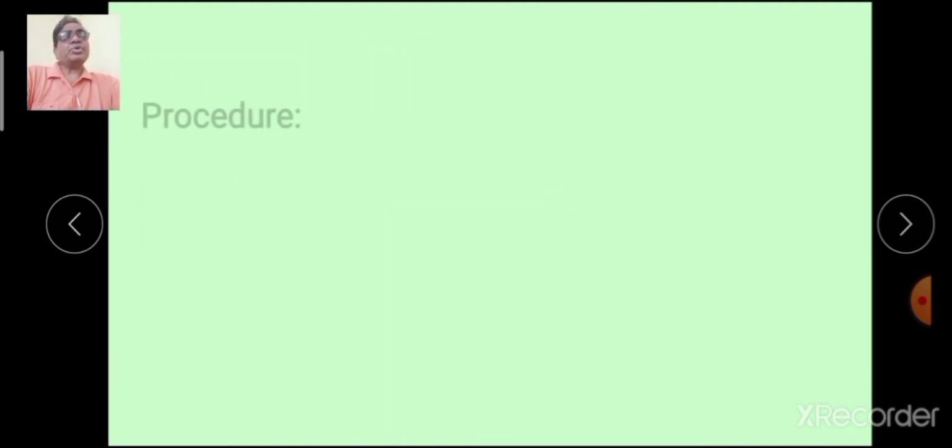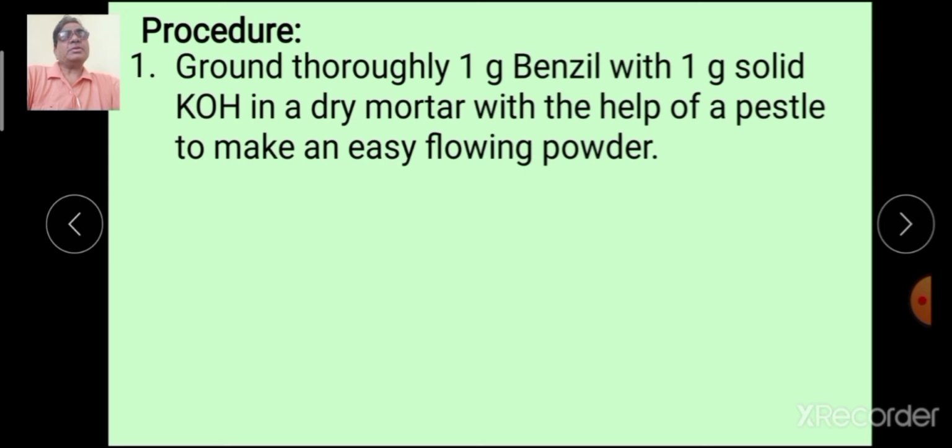Here is the procedure. The first step is to grind thoroughly 1 gram Benzil with 1 gram solid potassium hydroxide in a dry mortar with the help of a pestle to make an easy flowing powder. Of course, they are crystals. Grind them to convert them into easy flowing powder.